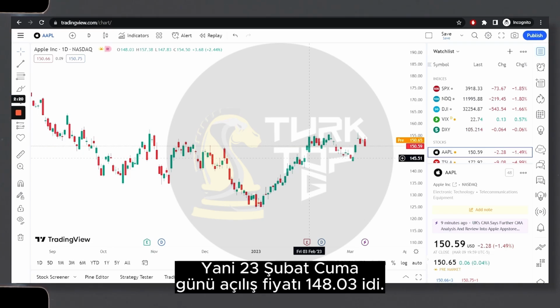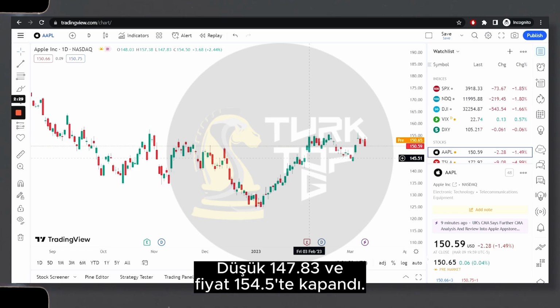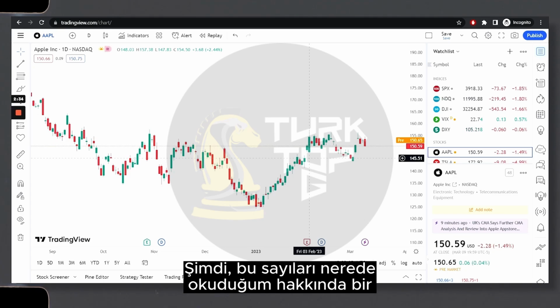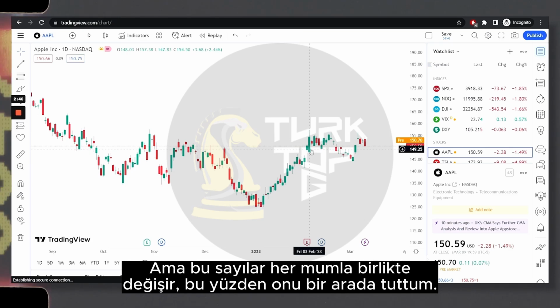So on Friday, 3rd of Feb 2023, open price was 148.03. The high was 157.38. The low was 147.83. And price closed at 154.5. Now, if you have no idea where I read those numbers, those are on top of the screen right here. But those numbers change with each candle, which is why I kept it together.